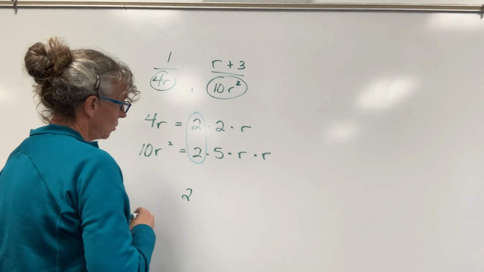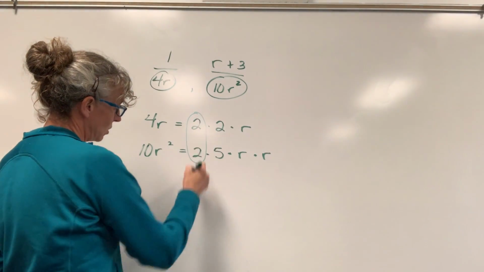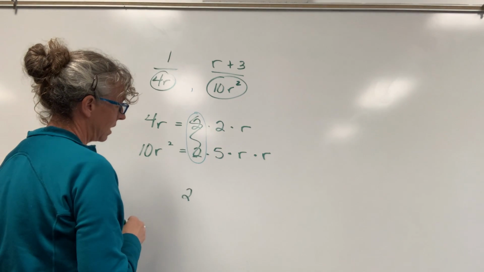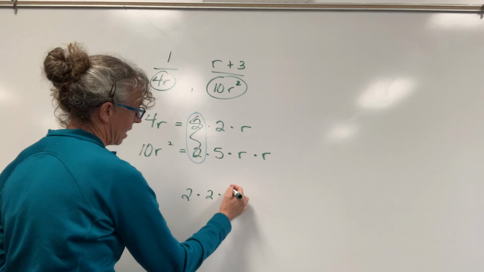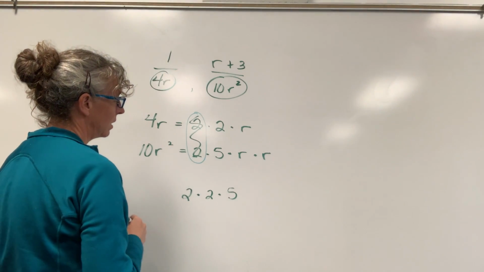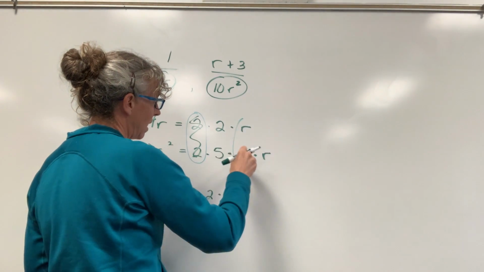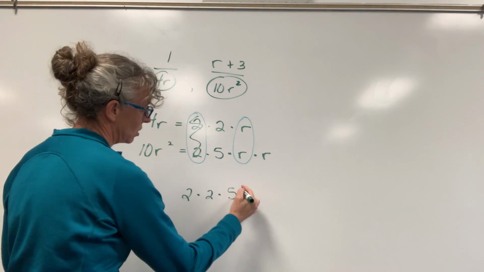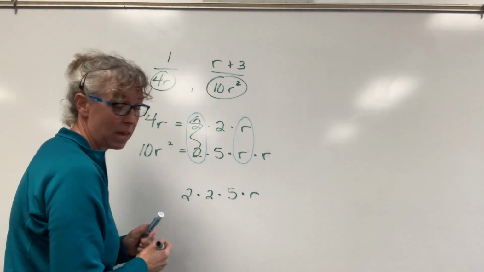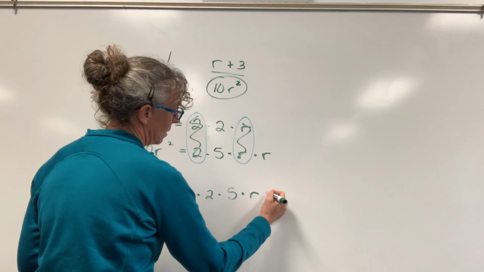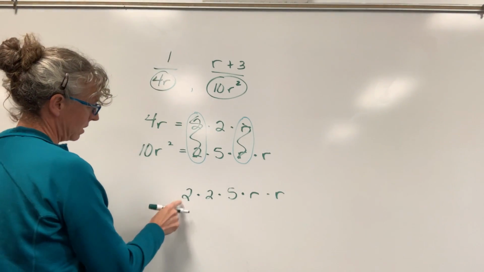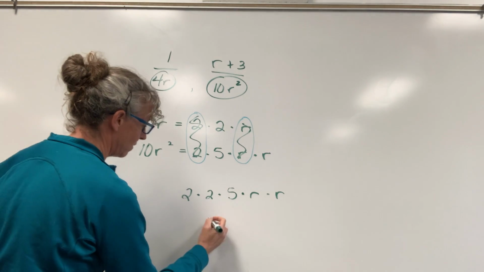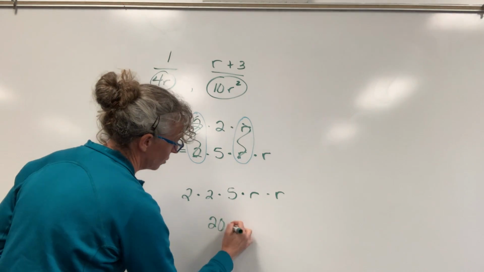Okay, so they both had a 2, so we just wrote it down once, and that's been taken care of. Now this one has another 2, and this one has a 5, so we have to write those down. And then they both have this r, so we just have to write it down once if they both have it, okay? And then we have an additional r. So let's figure out what this is. 2 times 2 is 4 times 5 is 20, r squared.